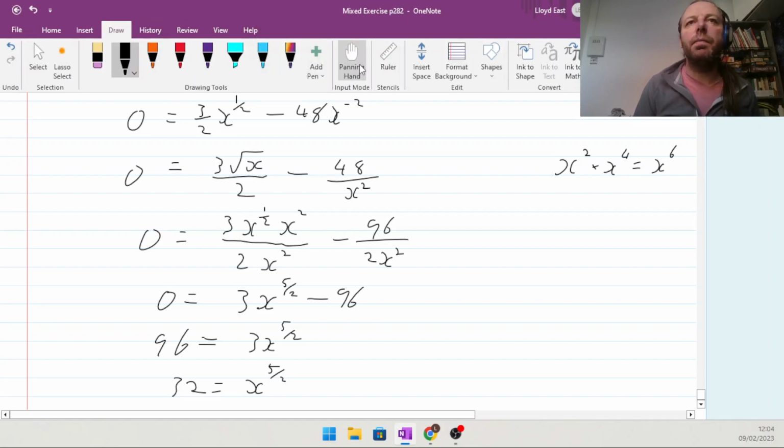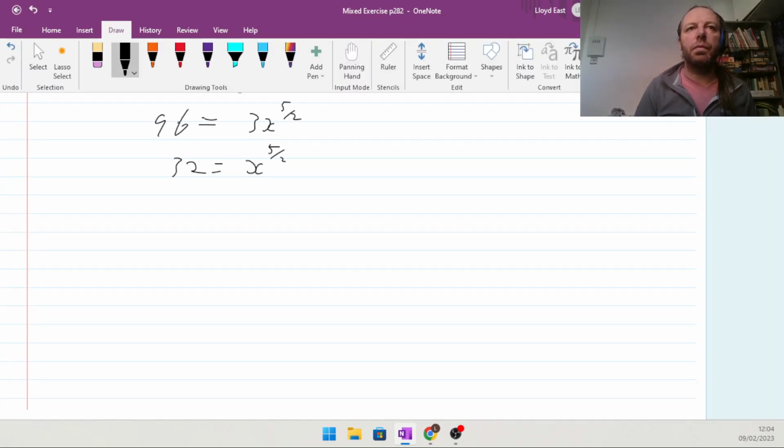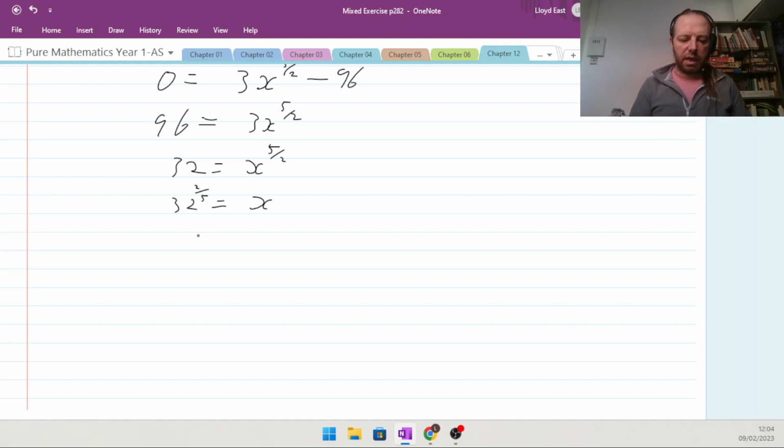So we want to square 32 and we want to do the 5th root of it, because we want to do 32 to the power of 2 over 5 to equal x. Okay, and 32 to the power of, what was it, 2 over 5? 2 over 5 is 4.